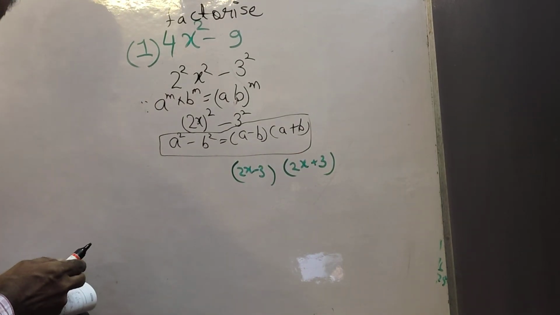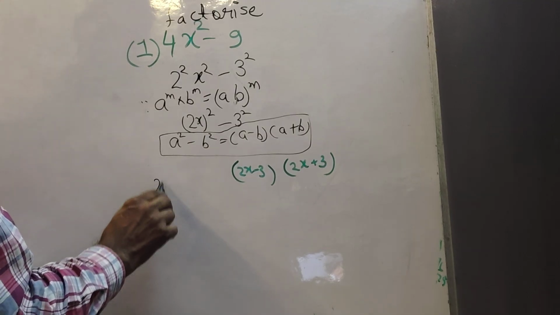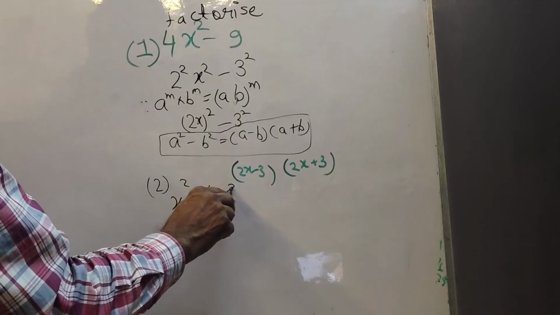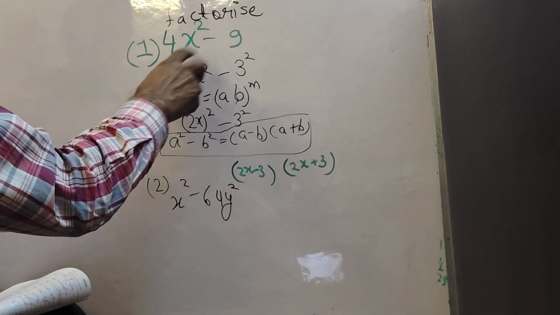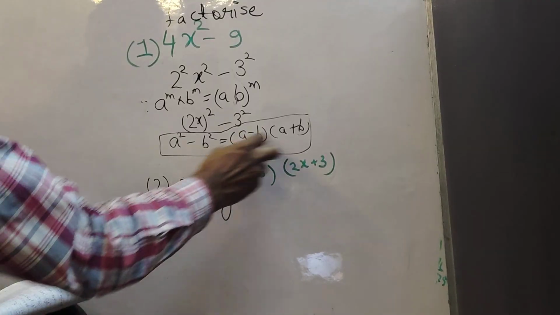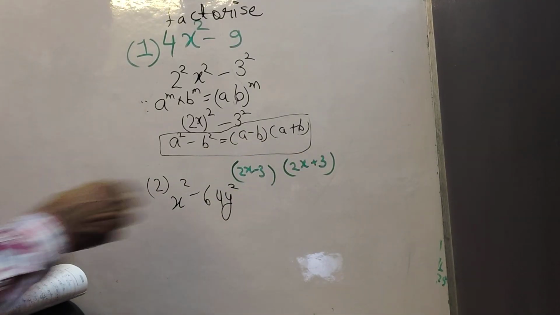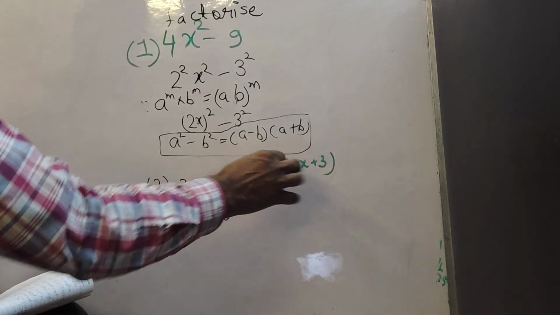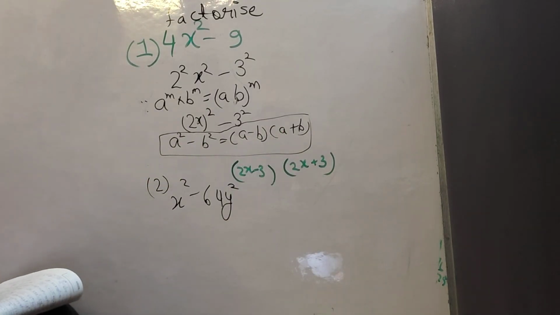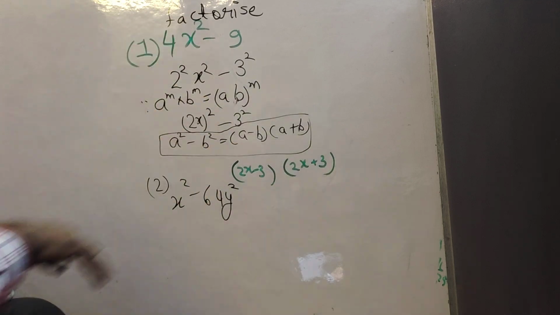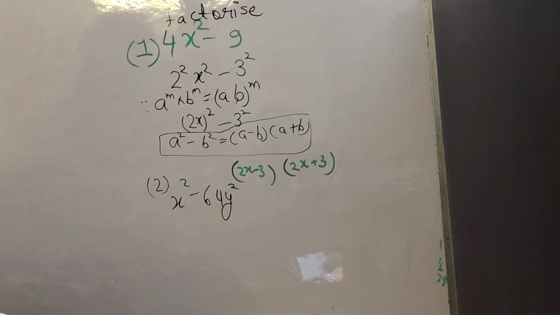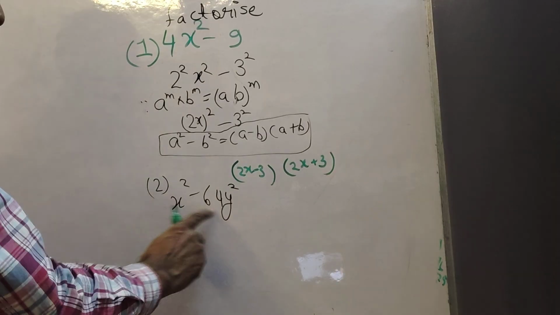Similarly, the second question is x square minus 64y square. Factorize. There are two terms, so it is a binomial. We convert the binomial into a monomial. Both brackets are multiplying, so they are considered as one term, so it is a monomial. So binomial into monomial, trinomial into monomial, and polynomial into monomial is called factorization.